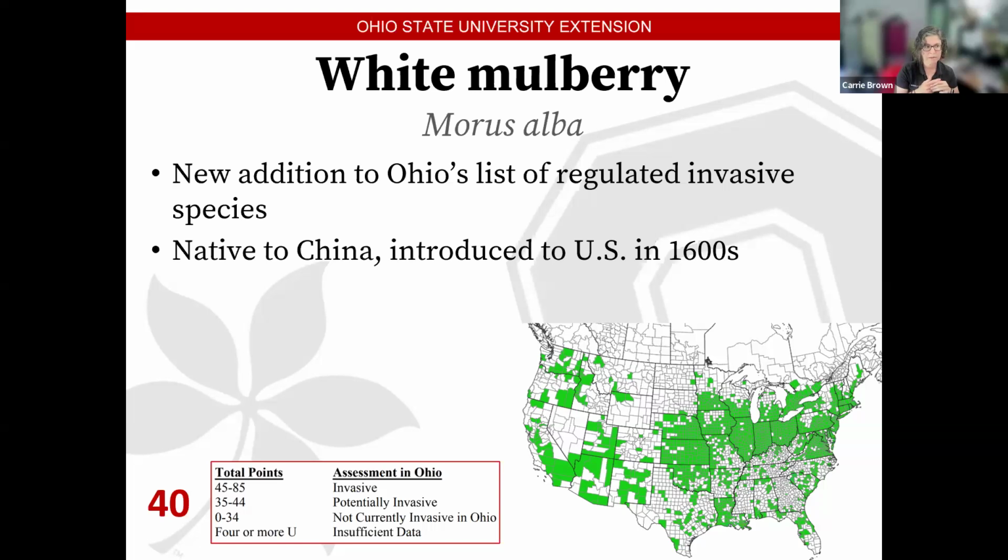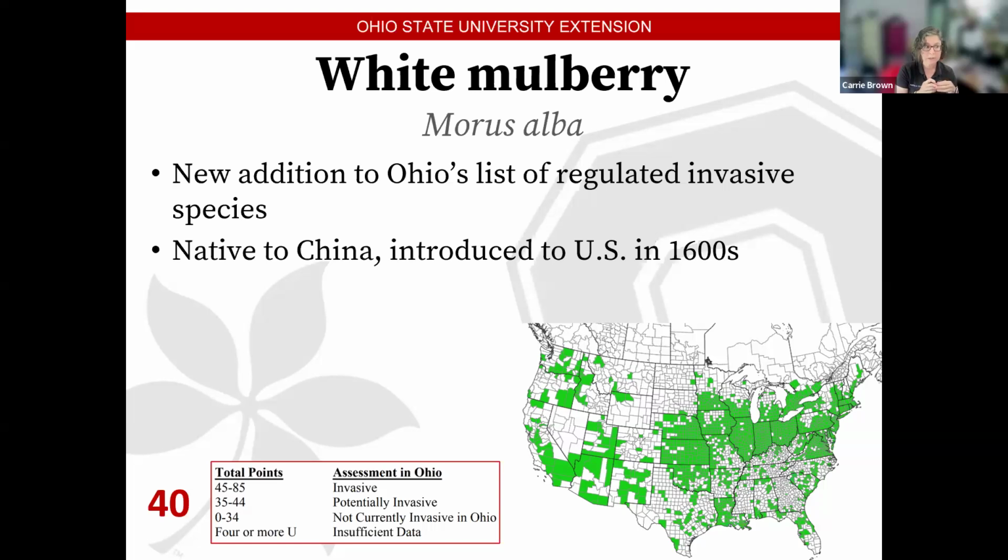White mulberry is an important cash crop and medicinal plant that's been cultivated for silkworms for more than 5,000 years in China, where it is native. Kind of an interesting introductory story. So in 1624, the legislature of Virginia required every male resident to plant at least 4 white mulberry trees to promote a North American silk industry. So that was the goal.